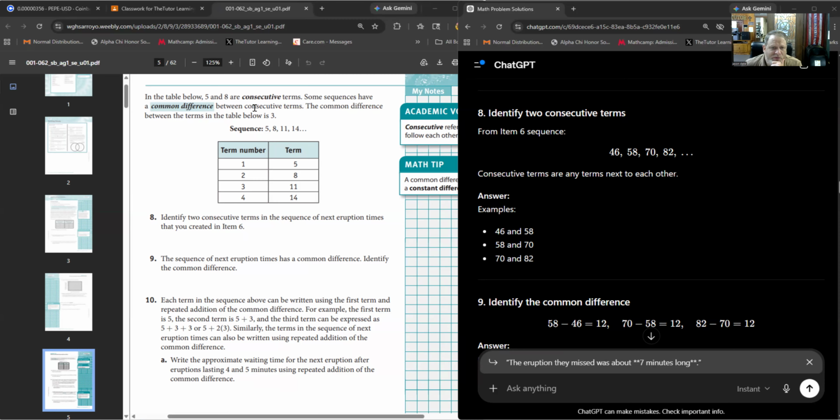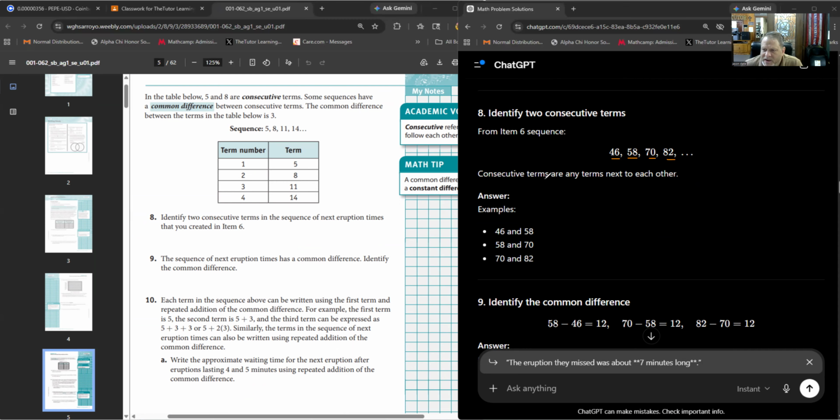In the table below, 5 and 8 are consecutive terms. Some sequences have a common difference between consecutive terms. The common difference between the terms in the table below is 3. All right, so identify 2 consecutive terms in the sequence of the next eruption times that you created from item 6. Well, let's look at item 6. We said we had 46, 58, 70, 82, and so forth, didn't we?